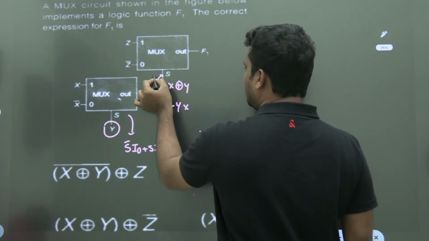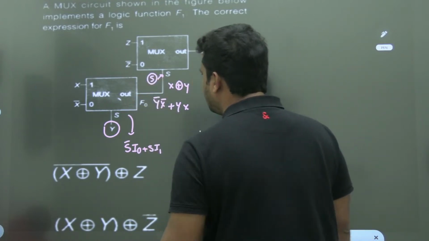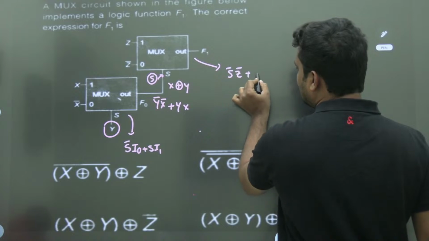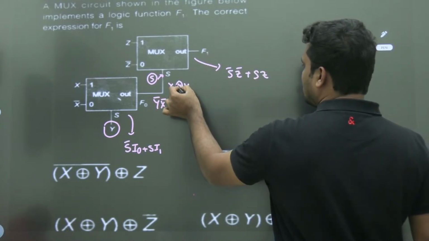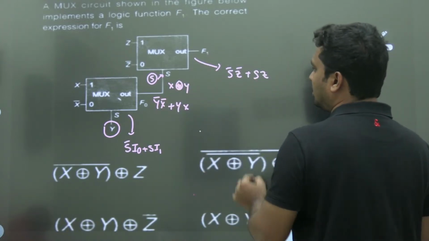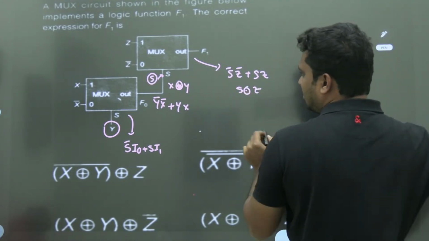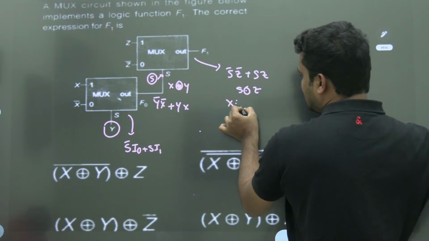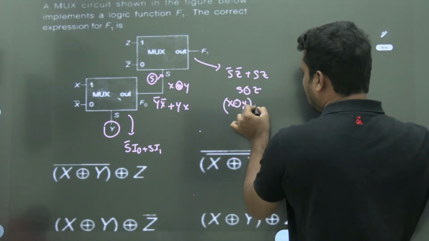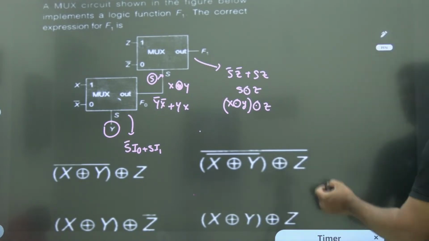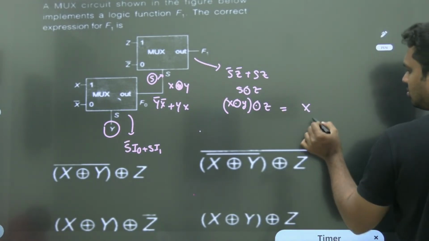Again, you take here S. Okay, for example. So what do you get here? S bar Z bar plus SZ. Okay, X NOR here, X NOR. That will give you S XNOR with Z. That is nothing but X XNOR Y, XNOR Z. This is the answer. This can be written like this also.